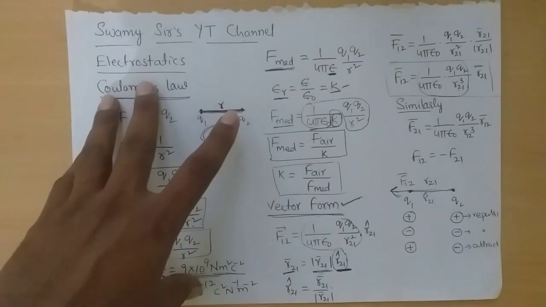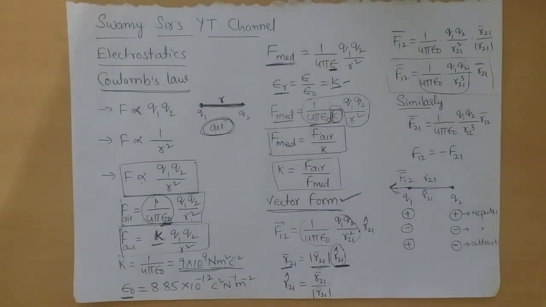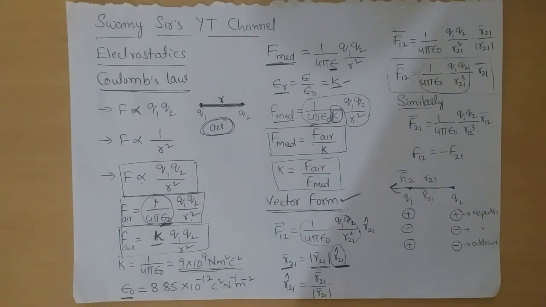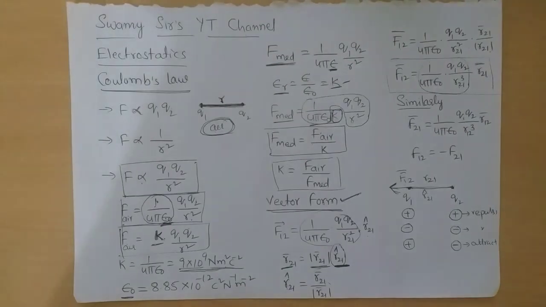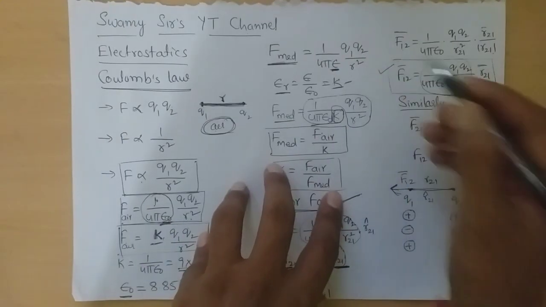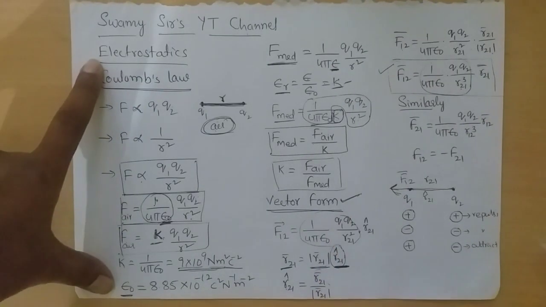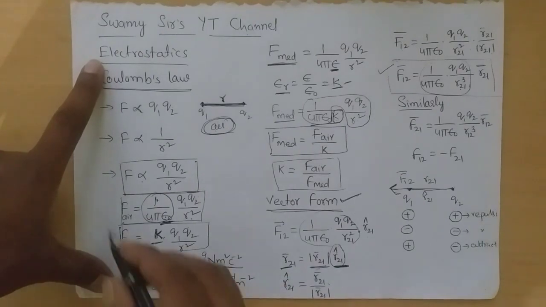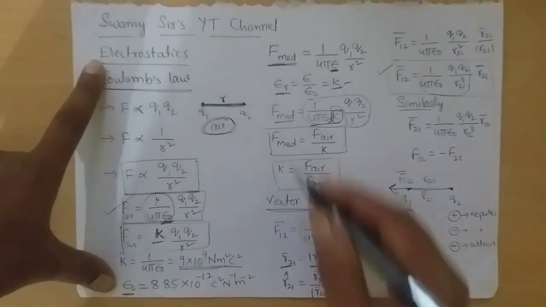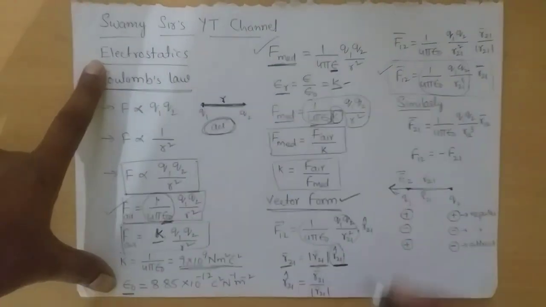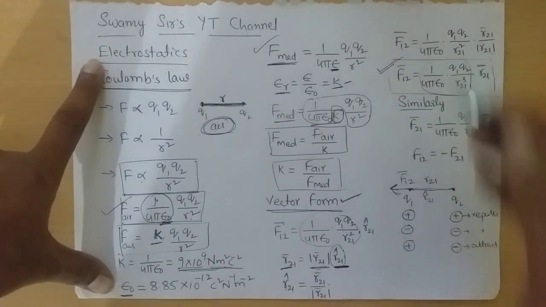Okay, so F12 equals 1 by 4 pi epsilon naught q1 q2 by r21 cube into r21 bar. If they ask for the vector form, use this formula. If you just want to find the magnitude, then if it is in free space, use this one. If it is in a medium, use this formula. If they are asking for the vector form, use this formula.